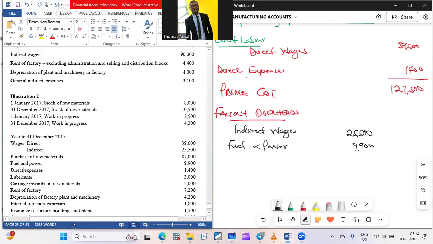Apart from that, we saw direct expenses. We are using that. Lubricants. These are all examples of indirect expenses. Lubricants is how much? 3,000, right? Okay. What do we have again? Rent for factory, right? So because it is for the factory, it's indirect to the factory. And that is how much? 7,200.